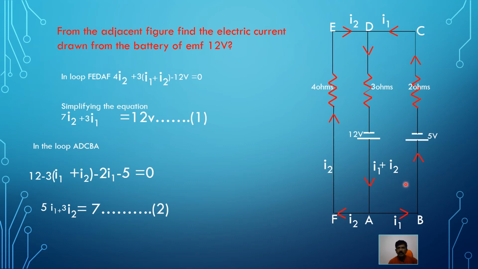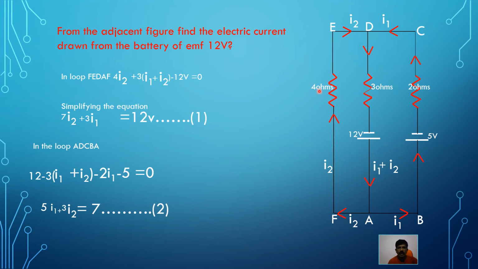Next one, through the battery. Observe this. Here there is a resistor of 2 ohms and a battery whose EMF is 5 volts. Are you clear? First let us consider this loop. See this carefully: F, E, D, A, F. Let us consider this loop.